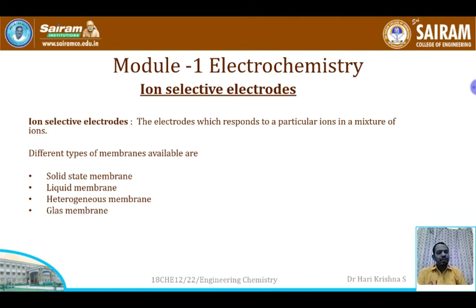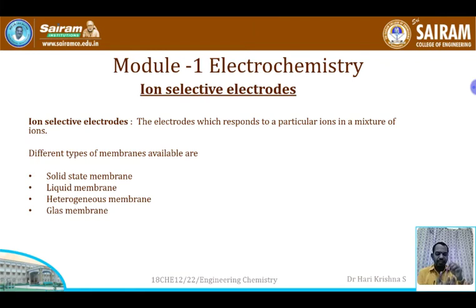An ion selective electrode is also a type of reference electrode which responds to the concentration of only a specific type of ion when dipped in a solution containing a mixture of ions. Let us consider we have an ion selective electrode. This is the ion selective electrode. We are going to take a tumbler or a beaker which contains n number of ions, maybe Na+, Cl-, Li+, H+, etc. So this electrode will respond to the concentration of only Na+.